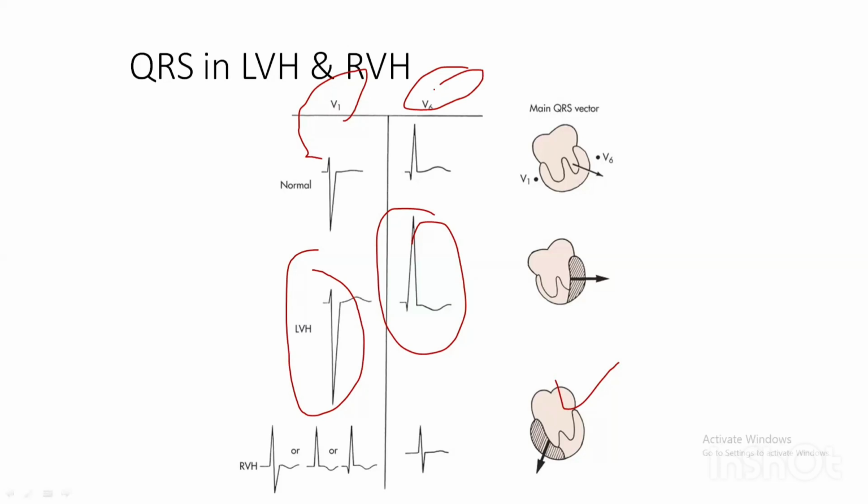And what will happen in right ventricular hypertrophy? The opposite picture will occur. There will be a tall R wave in V1, V2, and significant S waves in V5, V6. The lateral wall, or the left part of the heart, is seen from V5, V6, and in V1 the right side of the heart is seen. So changes will be more on the right side.